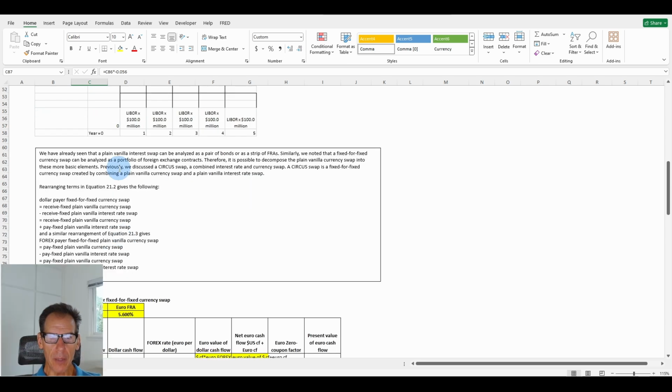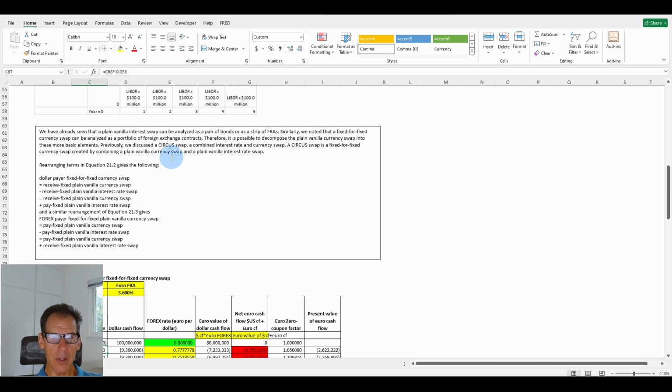We've already seen that a plain vanilla interest rate swap can be analyzed as a pair of bonds or as a strip of forward rate agreements. Similarly, we noted that a fixed for fixed currency swap can be analyzed as a portfolio of foreign exchange contracts. Therefore, it is possible to decompose the plain vanilla interest rate swap into these more basic elements. Previously, we discussed a circus swap, a combined interest rate and currency swap. A circus swap is a fixed for fixed currency swap created by combining a plain vanilla currency swap and a plain vanilla interest rate swap.